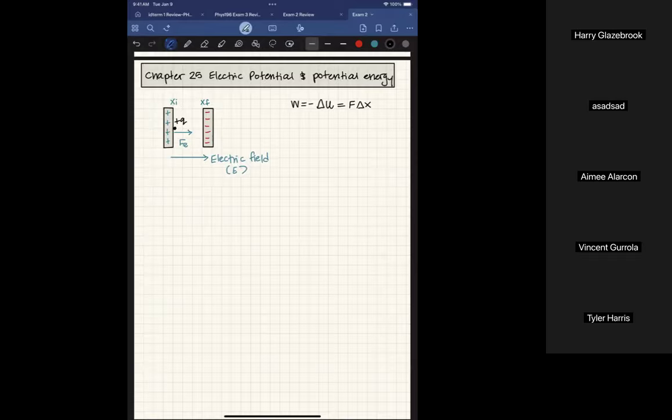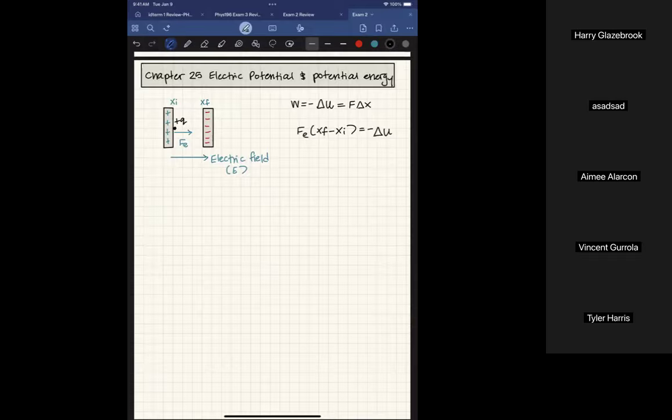So in this case, instead of talking about gravitational potential energy, we're going to try and define electric potential energy. So we're going to have this as the electric force that acts on our particle times the displacement, which is just X final minus X initial. And that's going to equal negative change in potential energy.